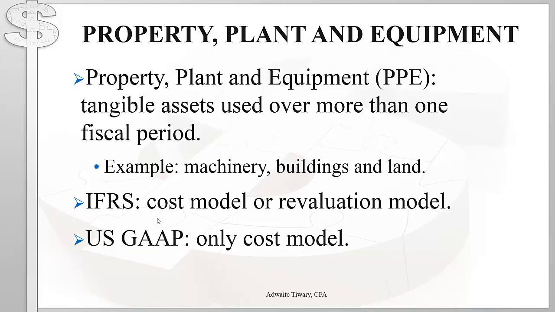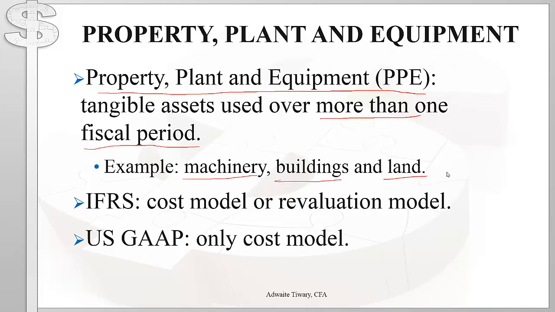Let's start by looking at property, plant and equipment. These are tangible assets that are used or expected to be used for a long period, which means more than one fiscal period. For example, auto companies like Ford and General Motors have factories that they use for making cars. Those factories will be an example of property, plant and equipment. Some other common examples are machinery, buildings, and land.